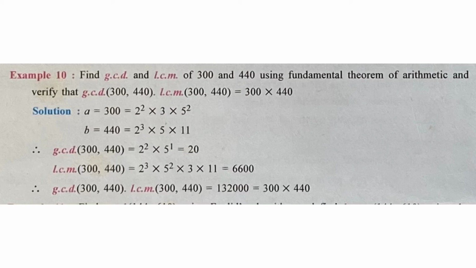Now for verification, GCD of 300 and 440 into LCM of 300 and 440 is equal to 20 into 6600, that is equal to 1,32,000. And if you multiply 300 into 440, that is A into B, it is also equal to 1,32,000. So here it is verified.